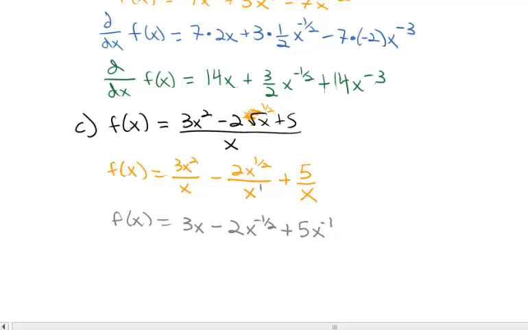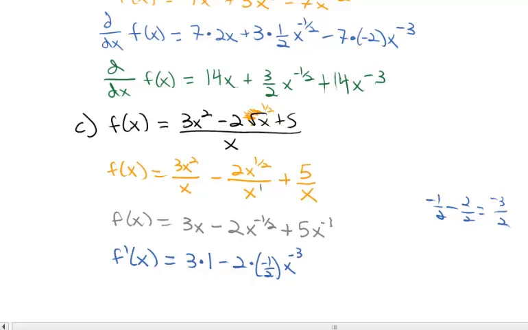Now that it is written as a polynomial, we can take the derivative. F prime of x is equal to 3 times the derivative of x, which is just 1, because x to the 0 is nothing, minus 2 times, we put the negative 1/2 out front, and subtract 1. Negative 1/2 minus 1, or 2/2, is negative 3/2. So x to the negative 3/2 plus 5 times negative 1, x to the negative 2.